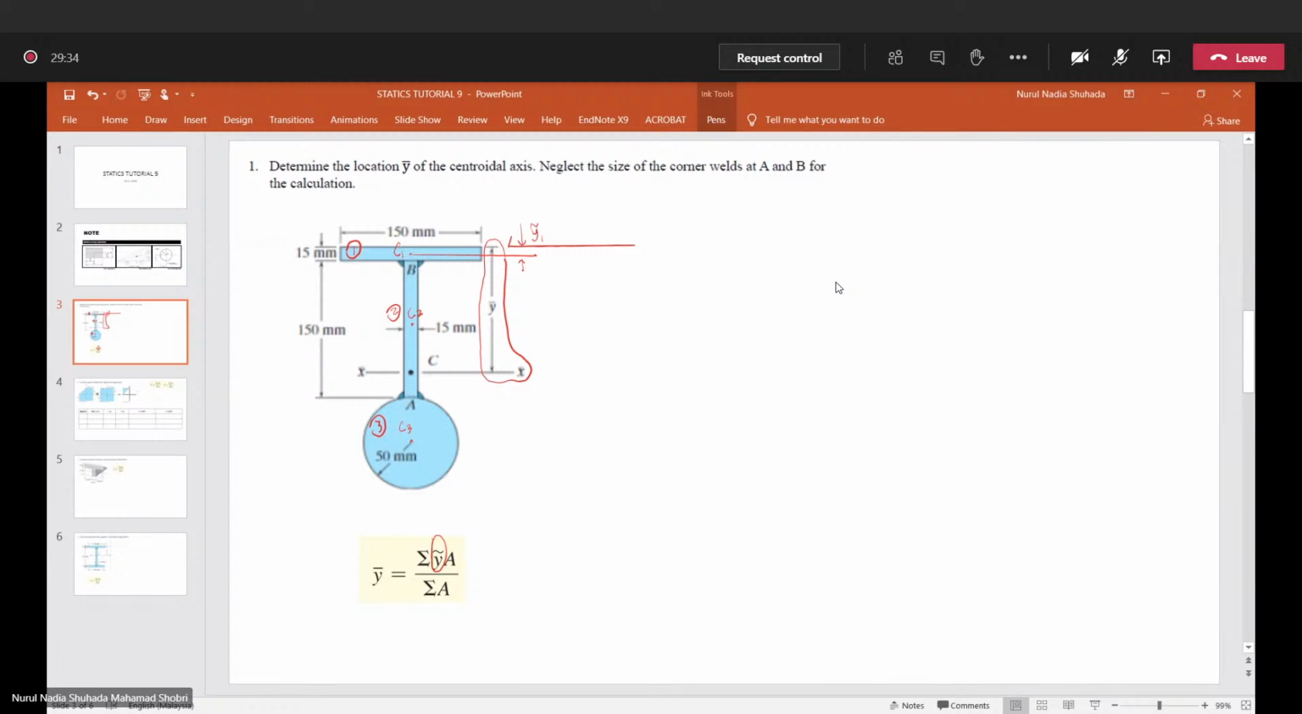From here to here, this is the value of centroid y1, from here to here this is the value of y2, and from here to here this is the value of y3.